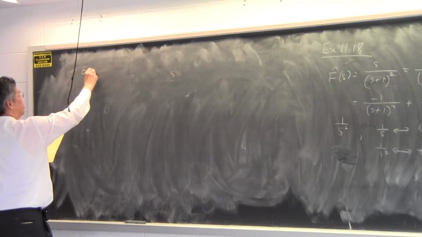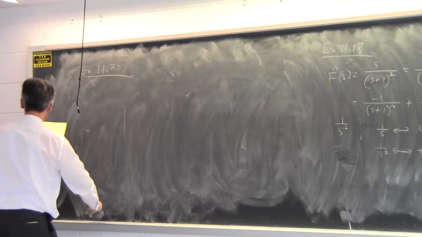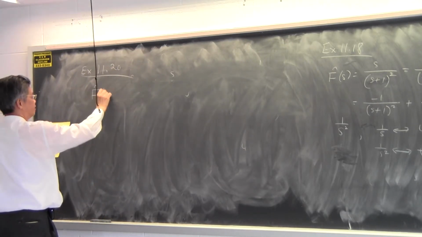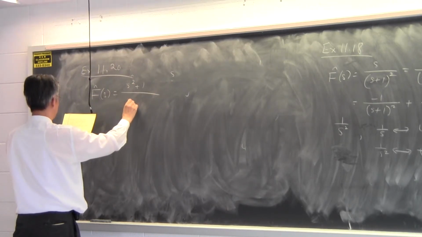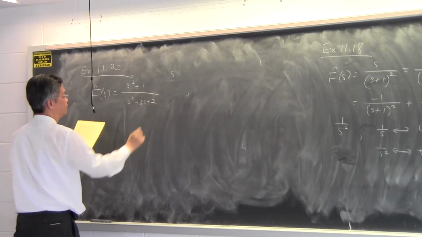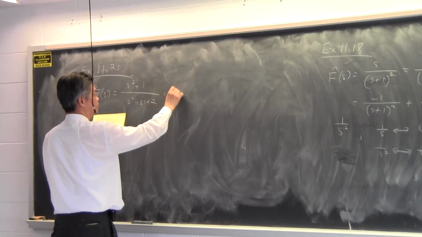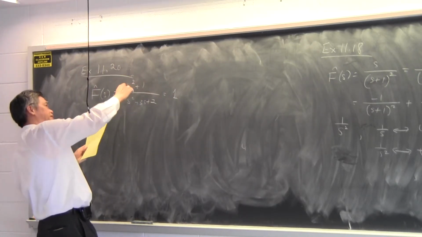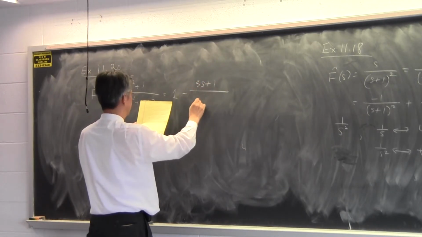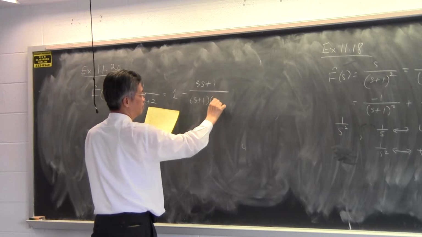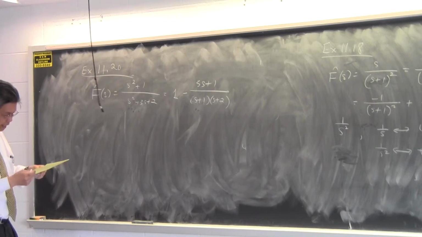I do example 11.20. And in this example, I'm given something that looks something like this. H hat of s is equal to s squared plus 1 over s squared plus 3s plus 2. Okay, so what I need to do then is to write this as equal to, I do a division because the numerator is of the same order as the denominator. I do a polynomial division and obtain something like this. Okay, I can also factorize the denominator so that it looks something like that.